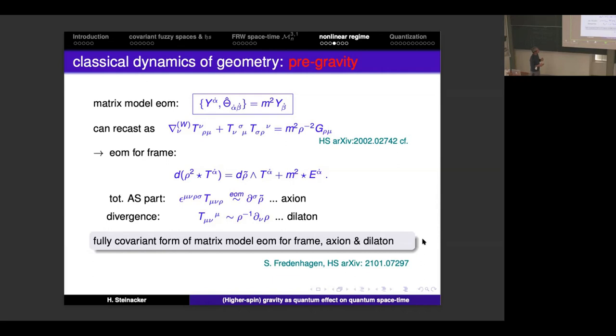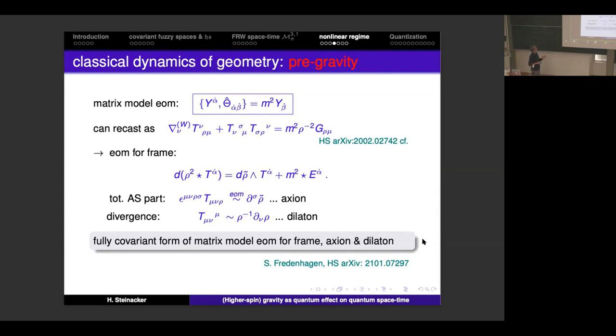And also the dilaton is encoded as a partial trace of this torsion tensor. And for all these objects, we have covariant equations of motion, which are governed by the effective metric. This is in this paper. That means there is now a fully covariant understanding of the classical dynamics of the matrix model.